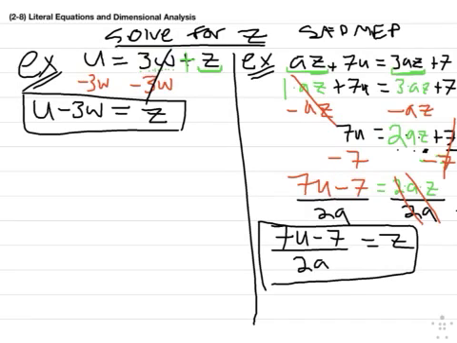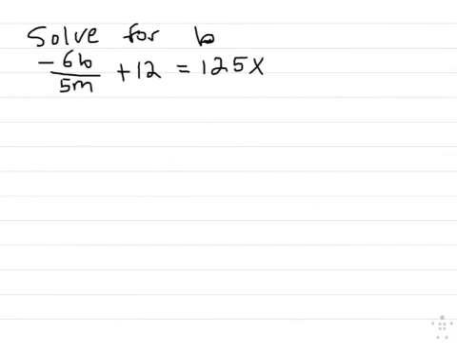Okay, let's check out some more examples. Alright, so solve for b. We've got a lot going on here. Negative 6b over 5m plus the whole thing plus 12 equals 125x. Okay, a lot going on.